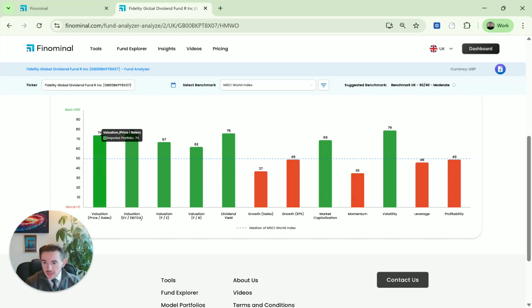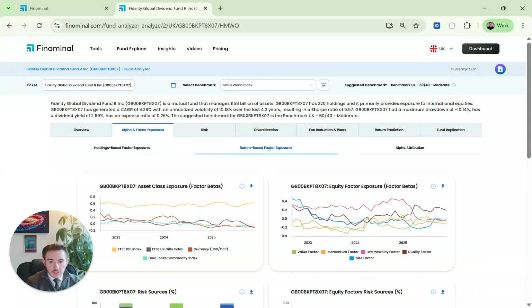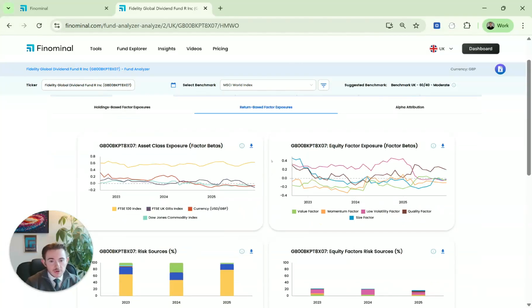So overall, we can see the Fidelity is buying quite cheap companies, as we'd expect for a high dividend yield fund. Low on momentum there, and that's also portrayed with that earlier graph showing a decrease in weight on information technology. Good ranking for volatility as well, as we saw earlier, with that max drawdown side of things as well. Also look into return-based factor exposures.